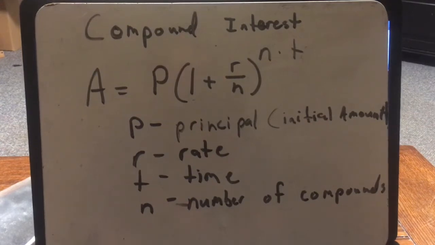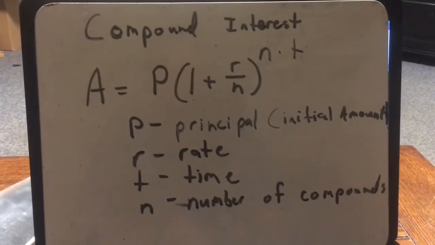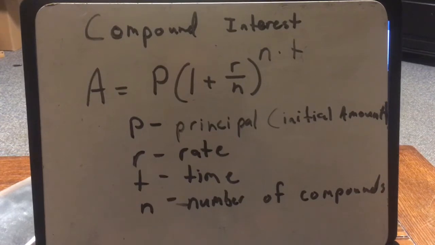Rate. That one should look familiar from the other equation. This is the interest rate that you're going to get. Most of the time for our examples that we're going to do today, 4, 5, 6%, which is really, really good. Time. The amount of time you're going to have your money in the account. Those three should be familiar.